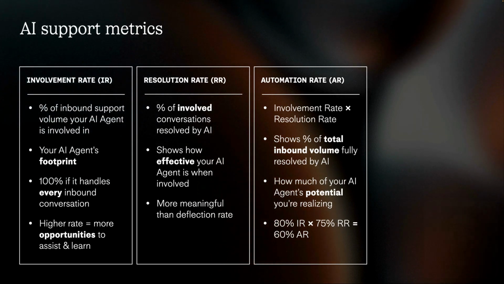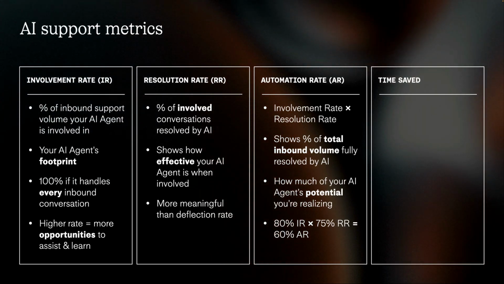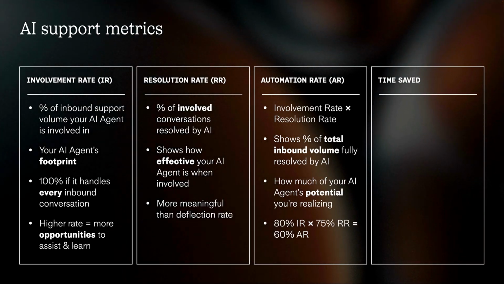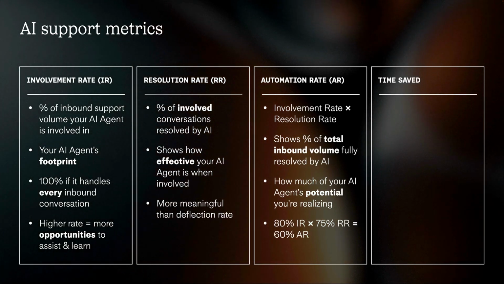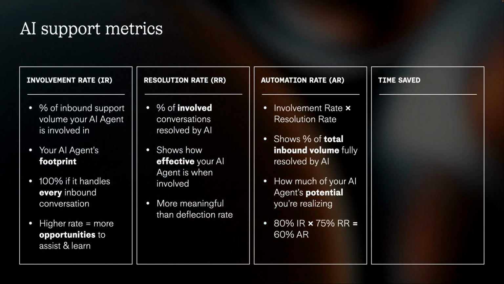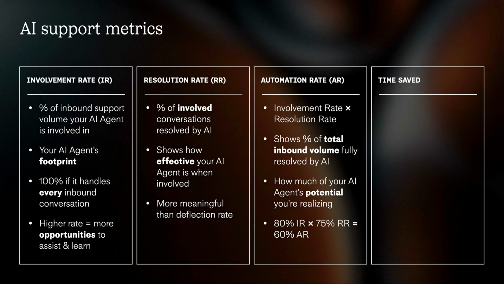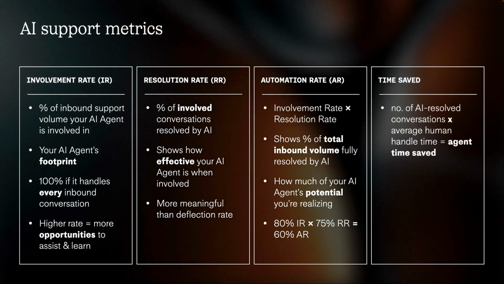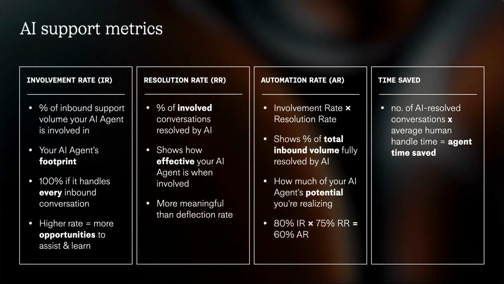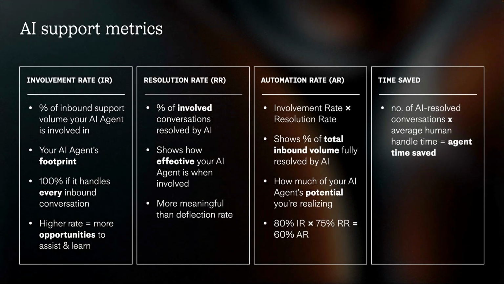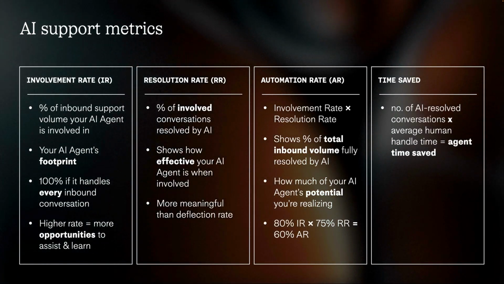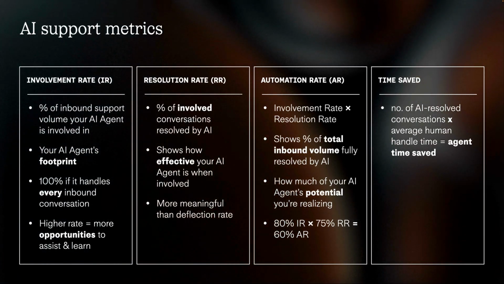From there, it's easy to calculate the time saved by your human support team. You can multiply your automation rate by your total conversation volume for the same period, and that gives you the number of conversations resolved end-to-end by AI, and then multiply that by your average human handle time to see how many agent minutes or hours you've saved.